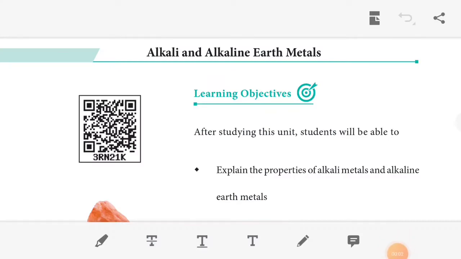In the last class, we discussed periodic classification of elements. In that lesson, we learned the periodic table, that is, the classification of elements: Döbereiner, Mendeleev, Moseley, and the modern periodic law. Then periodic trends in properties: atomic radius, ionic radius, ionization energy, electronegativity, etc. In today's class, we pass on to the next lesson, alkali and alkaline earth metals.